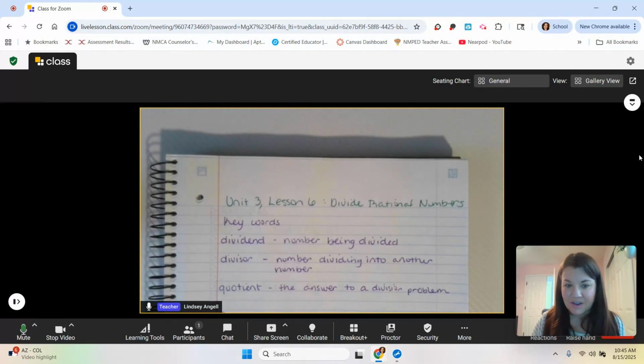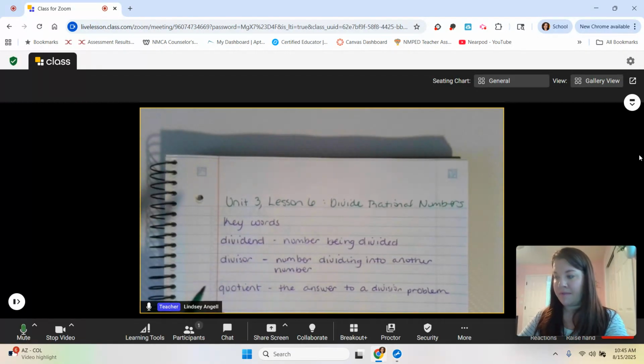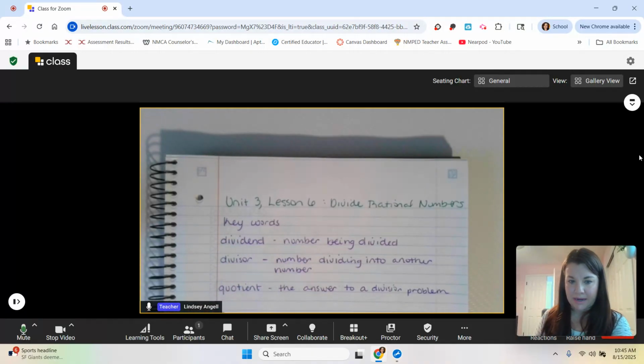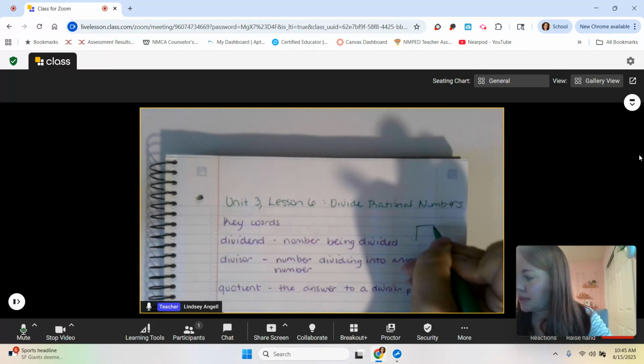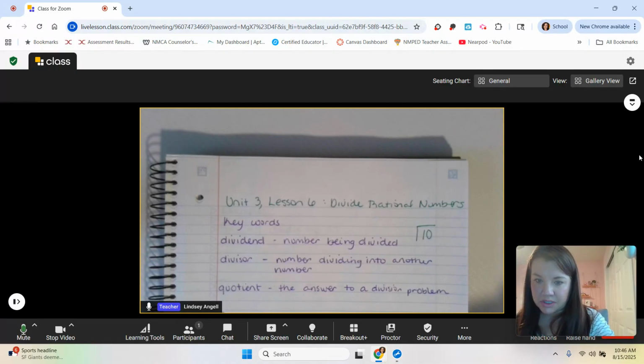Okay, so first off we've got some key words. These are listed and defined in your lesson as well, but I think they're important for us to know and be able to use in conversation when it comes to division. So, first off we have dividend. I've always loved that word for some reason. Dividend, that's the number that's being divided. So like in long division, that would be the number that's under that division symbol.